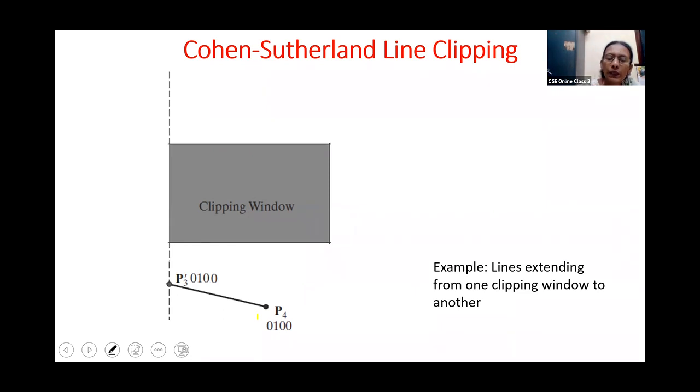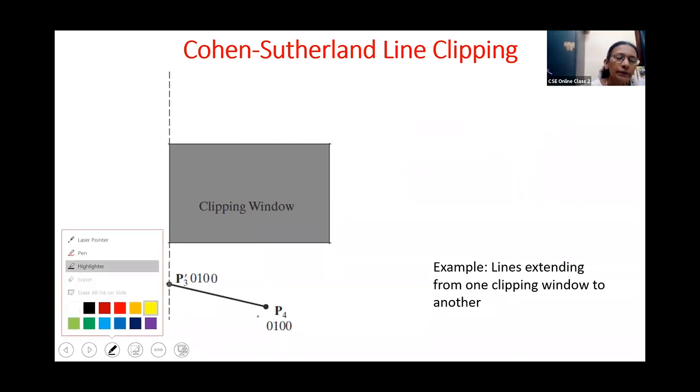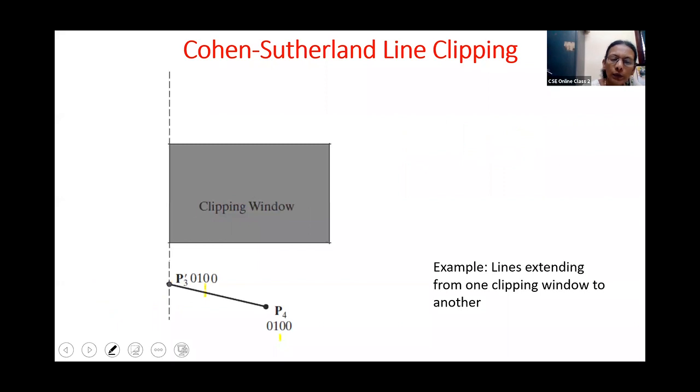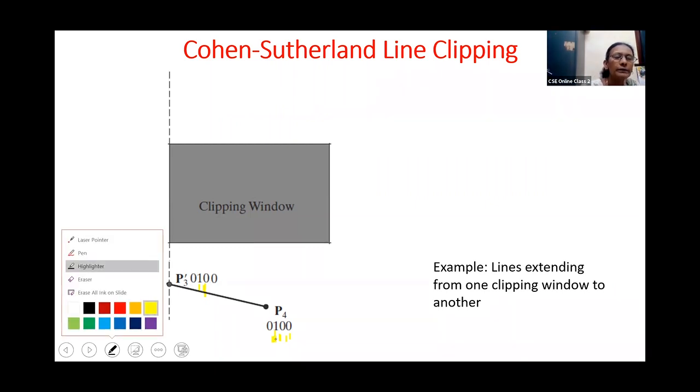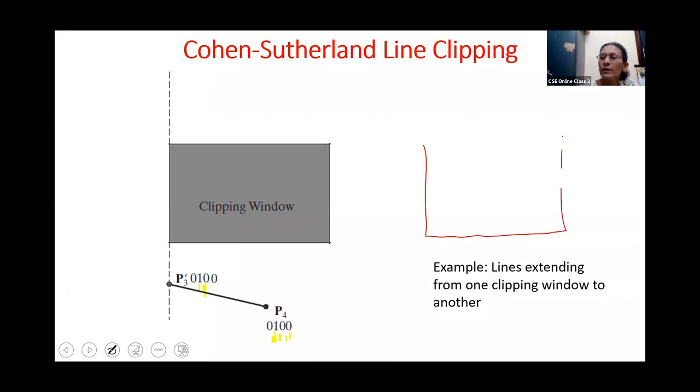Now again we check. We have checked the left boundary, right boundary. When we see, it is all zeros, so no problem. Next, we see the bottom boundary, that is the third bit. The third bit is 1 for both P3 and P4. That means both the points are falling below the bottom boundary. So the entire line will not be visible and our output will be like this. That is, the entire line will not be seen.